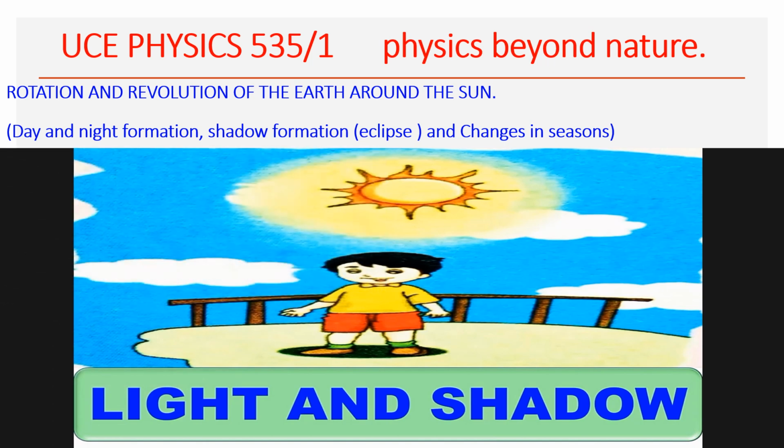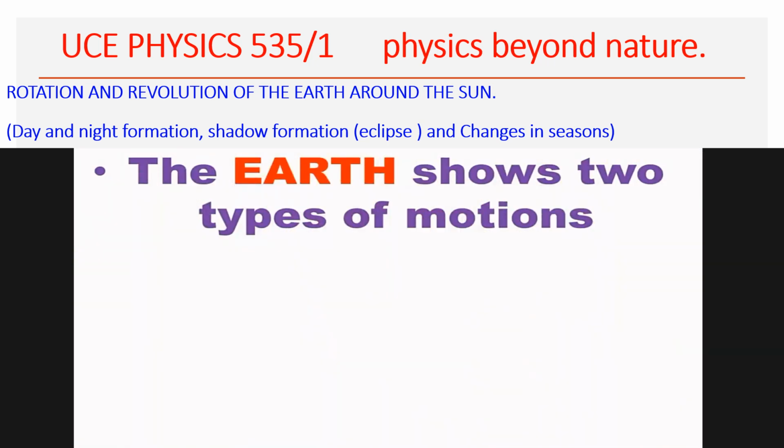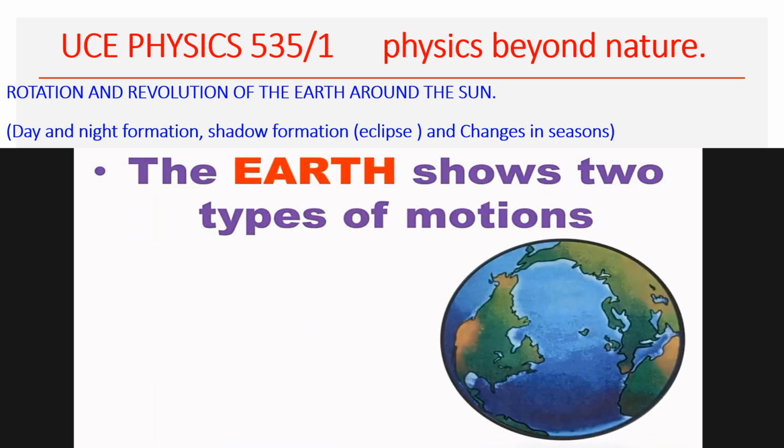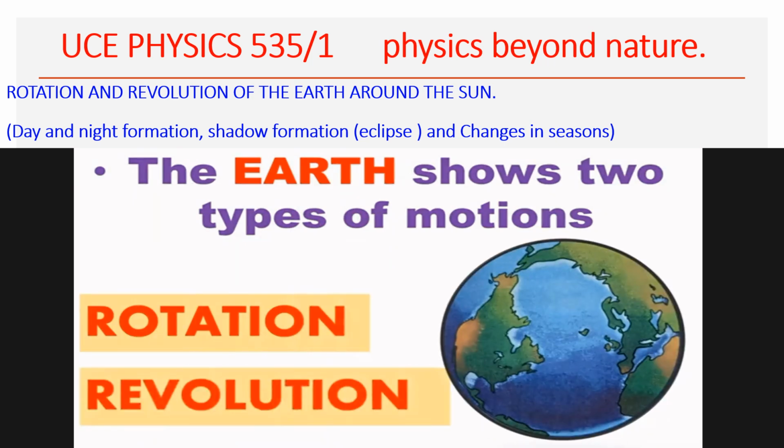The light and shadow. Day and night formation. So the Earth shows two types of motions. That is the revolution and rotation. So we start with rotation and revolution.